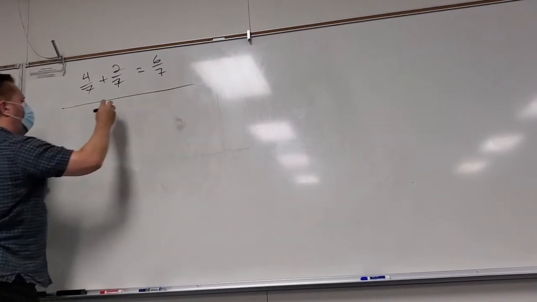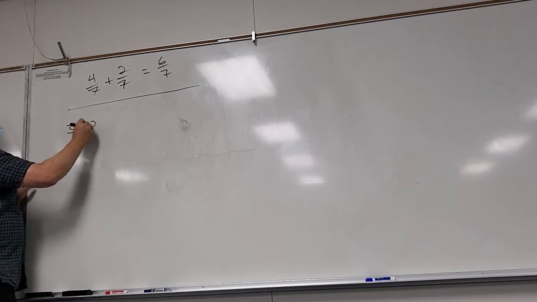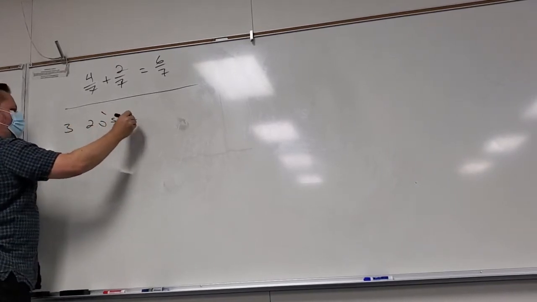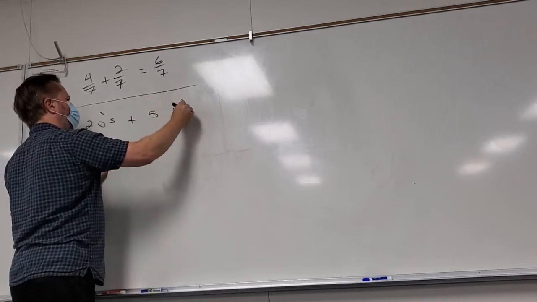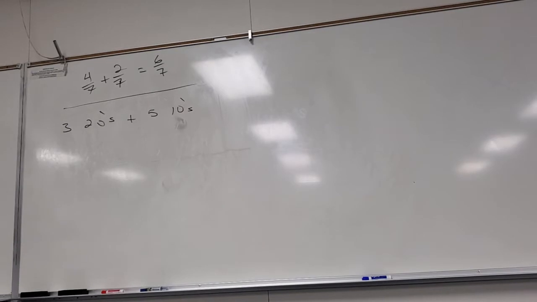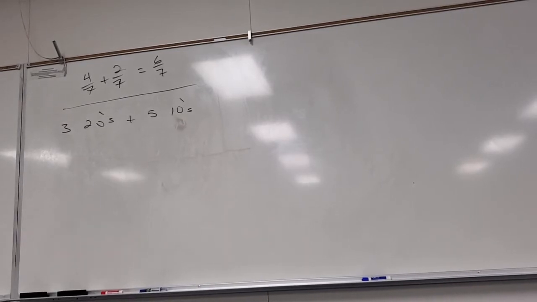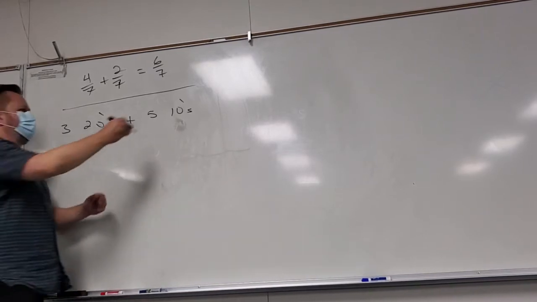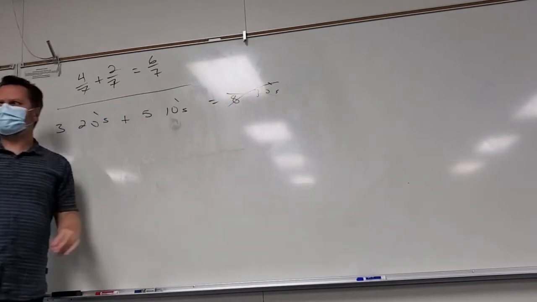So what if I had 3 20s plus 5 10s? Now this is like money, right? Are those like terms? Is that 8 anythings? Is that 8 30s? For example, does this equal 8 30s? No, right? Because they're not like terms.